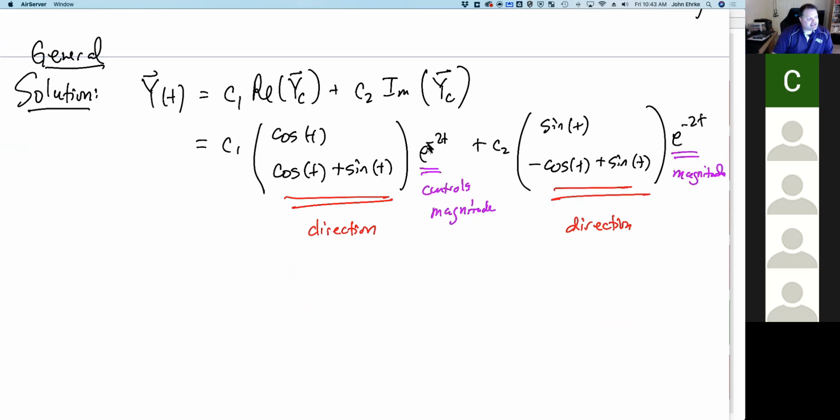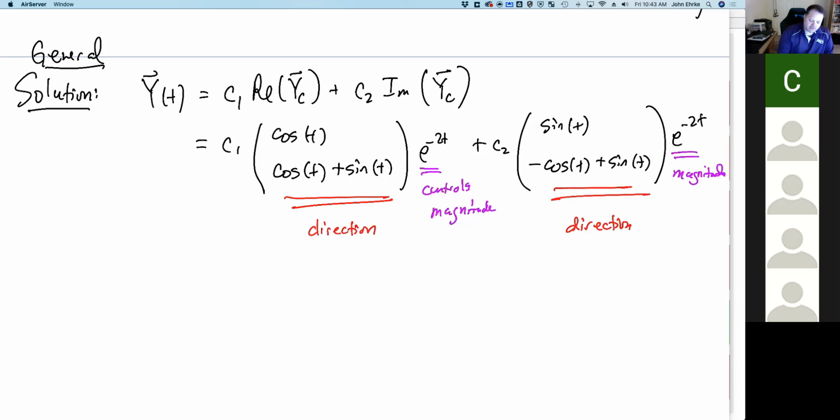But we have this e to the minus 2t term. And that term over time is making the magnitude of this vector smaller. So what you have is a closed path in the phase plane whose magnitude is being drawn in because the vector is decreasing over time. So the spiraling behavior is coming from the fact that you're kind of creating a closed curve in the plane, but it spirals in because the e to the minus 2t term is controlling the magnitude.